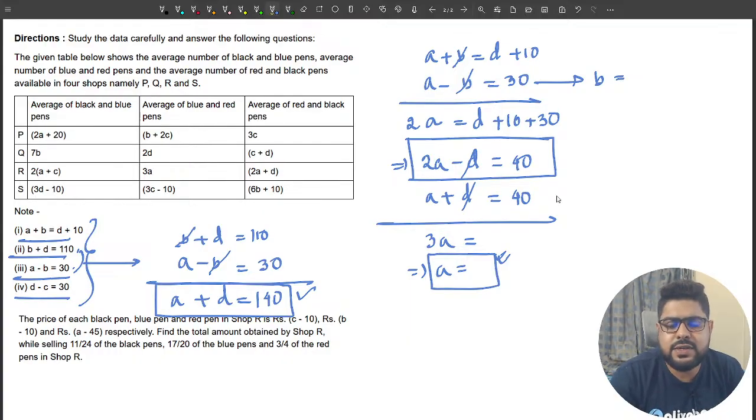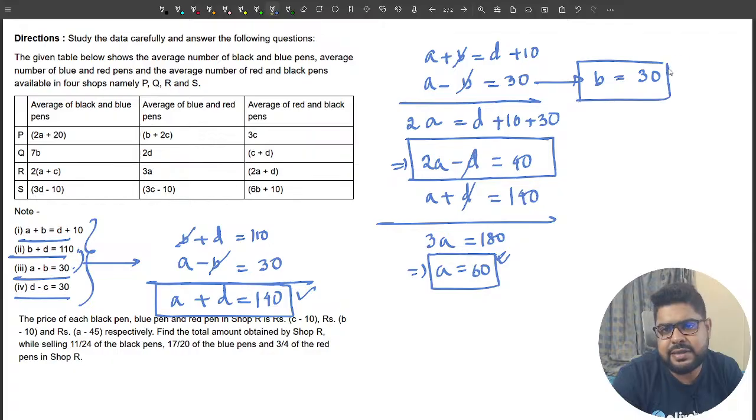2A minus D was 40. A plus D was not 40, A plus D was 140. This is 180. This is 60. Sorry. So B is what? A minus B is 30. So A minus 30 will be B. So B is 30.